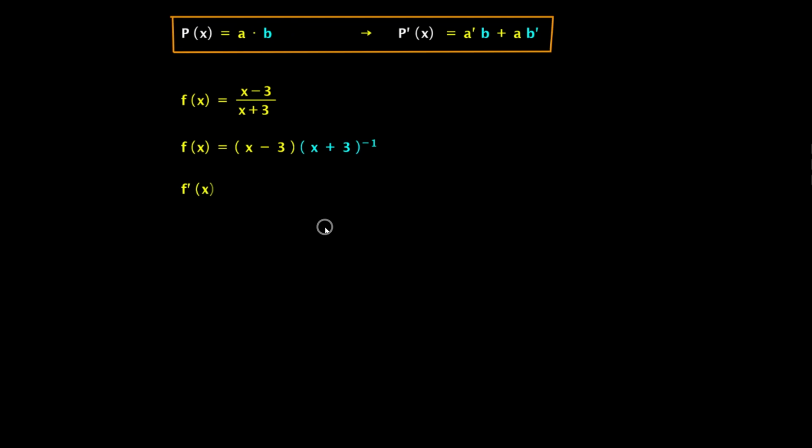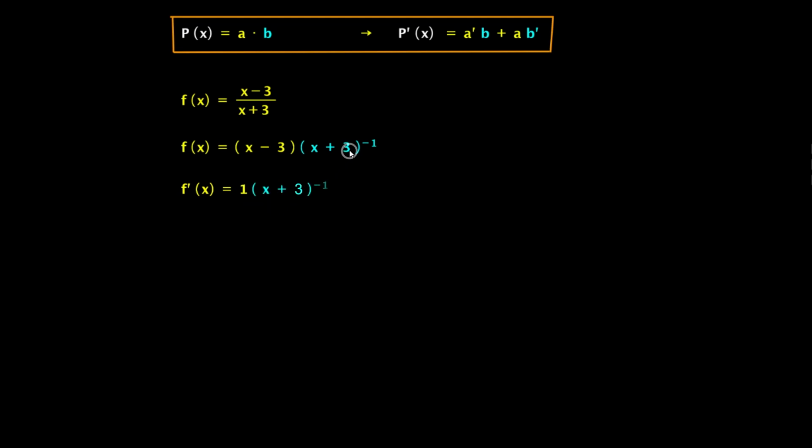So f prime of x is very simple: a prime, the derivative of that. Now please be careful, that is powered by negative 1. So we just find the derivative of x and the derivative of 3. Derivative of 3 is 0, but the other one has a power, so that will be taken as a block. This is not a block, so it's just the derivative of x, which is 1. We know it's 1 times, a prime, times b.